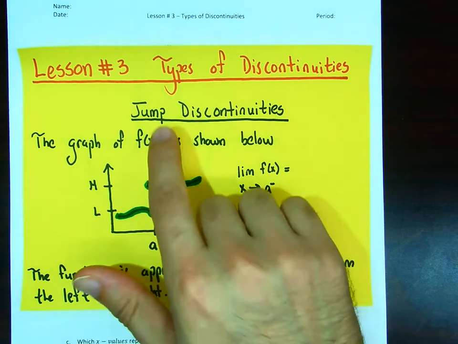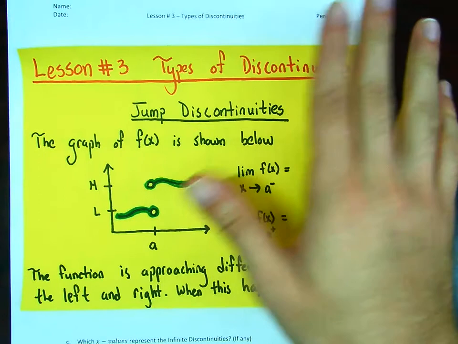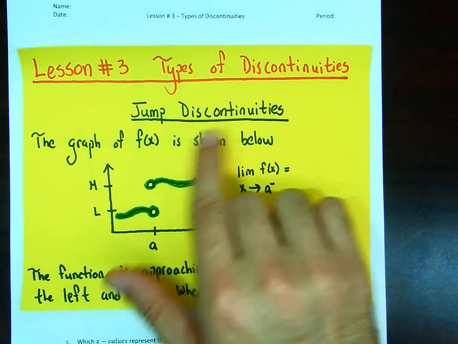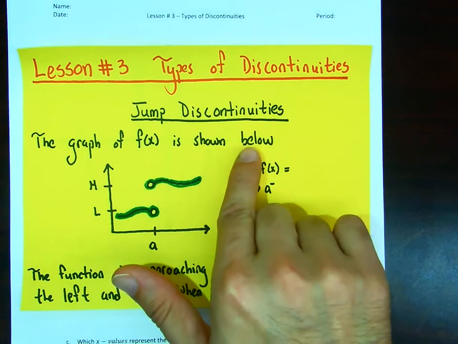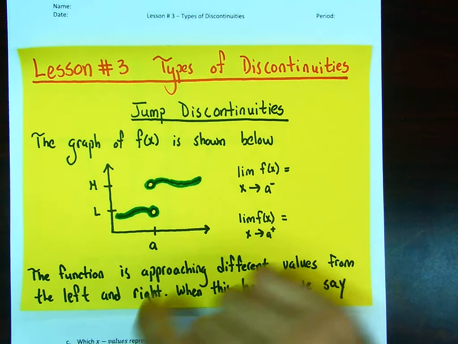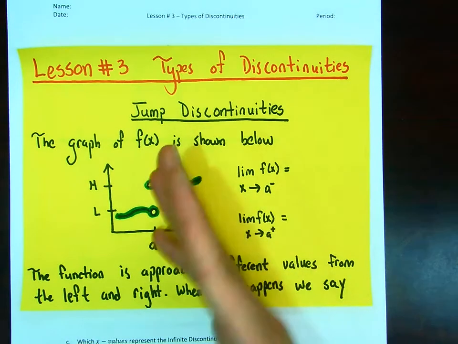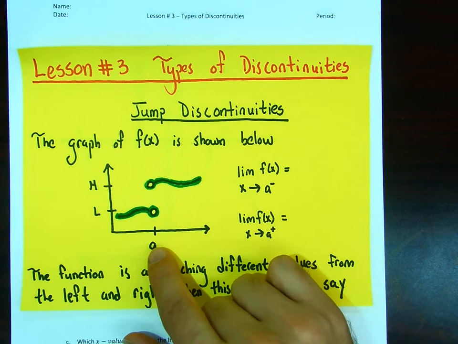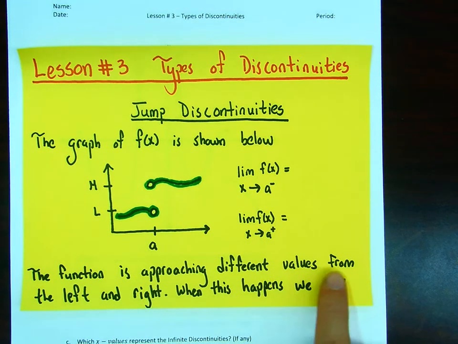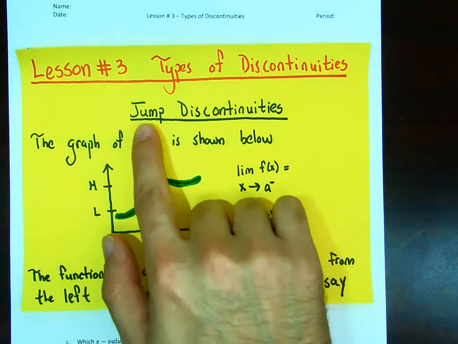Here, lesson 3, types of discontinuities. So jump discontinuities. The graph of f of x is shown below. So we have some graph and we're looking at x equals a, where a is any x value. The function is approaching different values from the left and right. When this happens, we say we have a jump discontinuity.